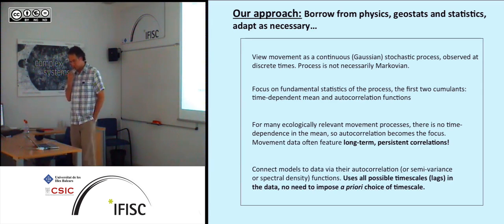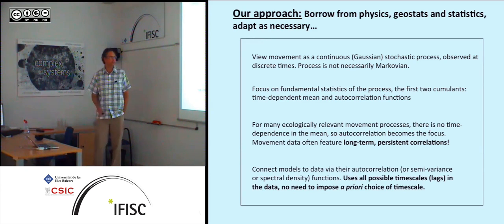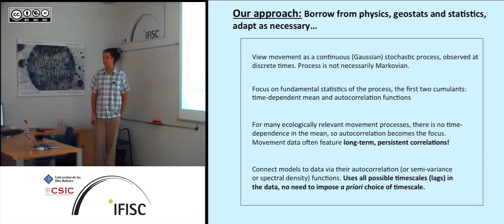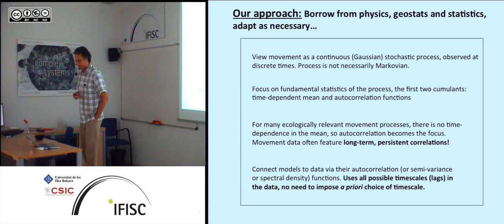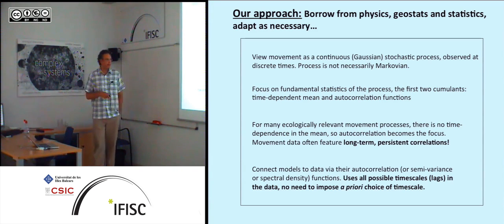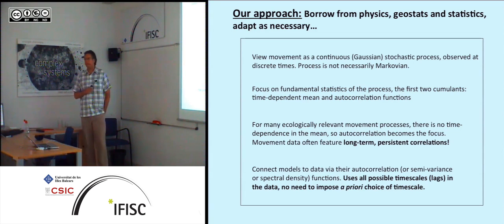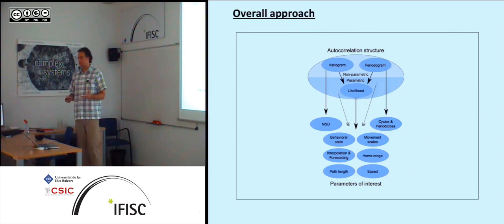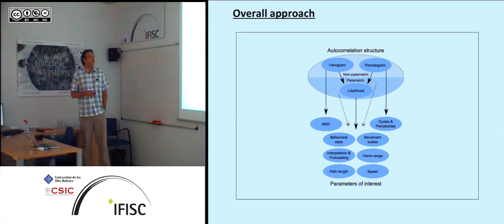Okay, and the autocorrelation function, or its close relatives, the semivariance function or spectral density function, then become the vehicles by which you connect models to the data. And the nice thing is, compared to current methods, you don't have to worry about an a priori choice of the time scale being your sampling rate that you imposed on the data. You use all possible time scales in the data. You calculate these quantities for all possible time lags in the data set. And so you effectively, within certain limits, let the data tell you what the relevant time scales of the movement are.